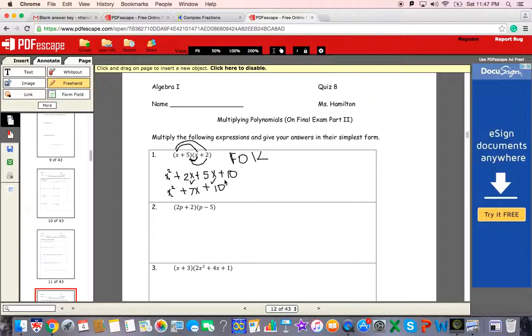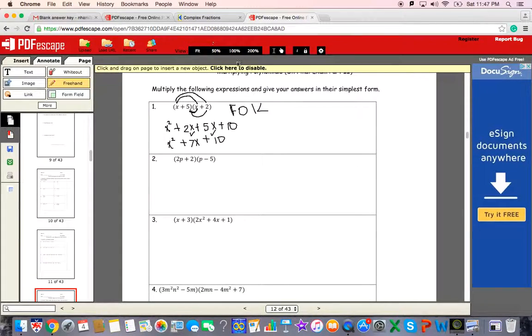All right, let's keep moving. We're going to FOIL once again. First, outer, inner, last. So first times first, 2p times p gives us 2p squared. Then outer, 2p times minus 5 gives us minus 10p. Inner, 2 times p gives us plus 2p. And the last, 2 times negative 5 gives us minus 10.